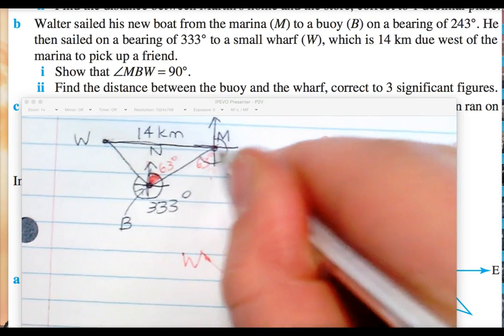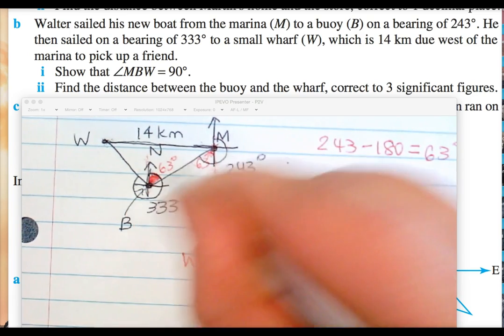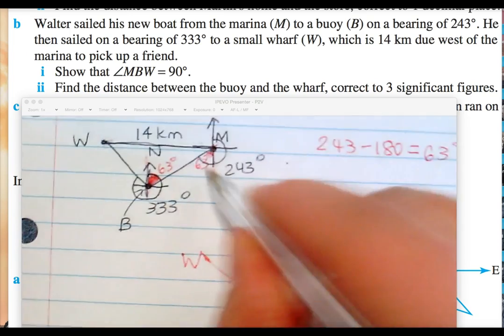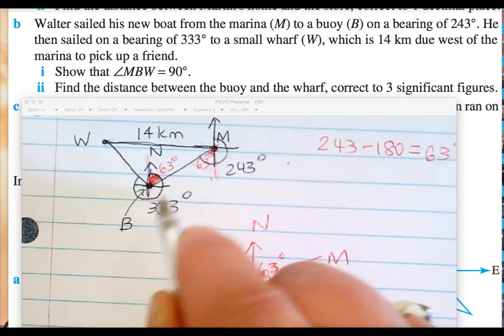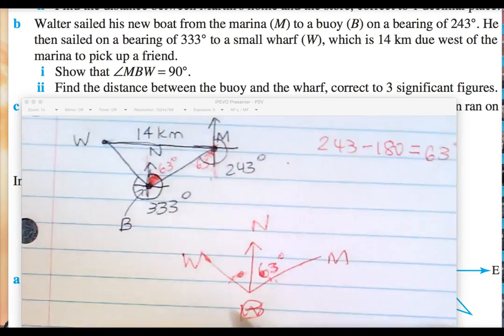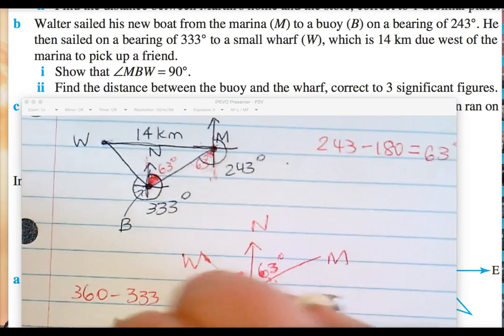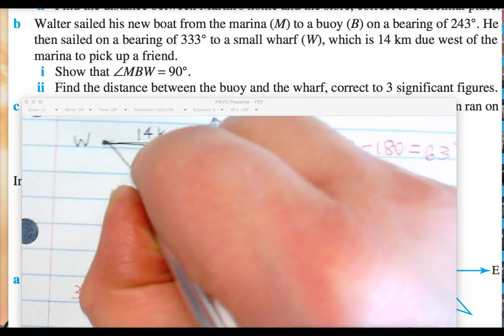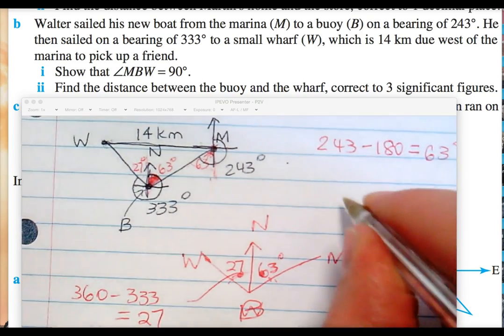So, alternate angles, if that bit in there is 63 in here, so's that bit in there. So that bit there is 63. Are you okay with that? By alternate. Now, girls, what's this little bit here? I know from north all the way around to there was 333. How do I work out that missing bit in here? 360 minus 333 is 27. So the little bit in here is 27. So that bit's 27.